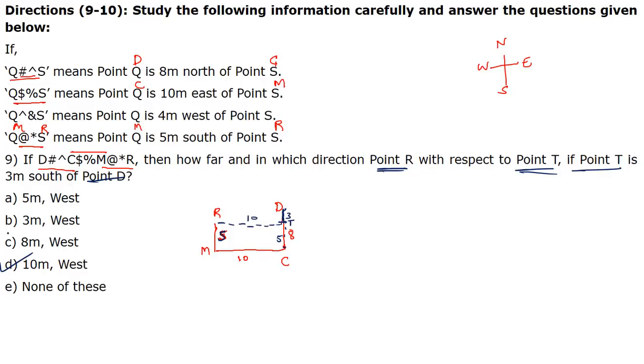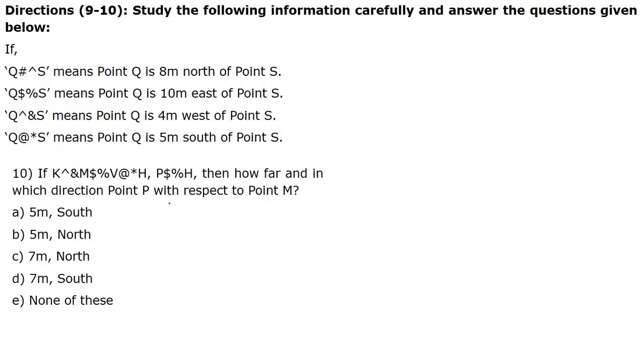Let's check out the last question of the day. The same directions are given as in the previous question. The question here is: if K ^ M, M $ % V, M @ * H, then how far and in which direction is point P with respect to point M? We need to find out point P with respect to point M.